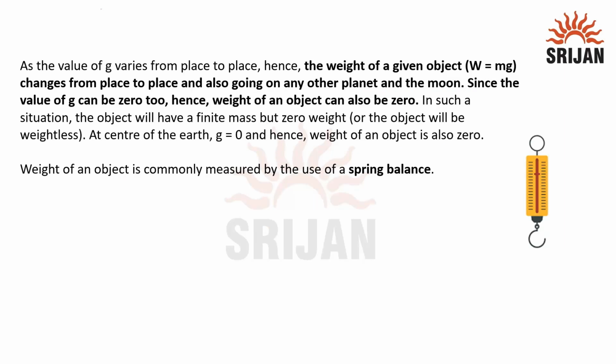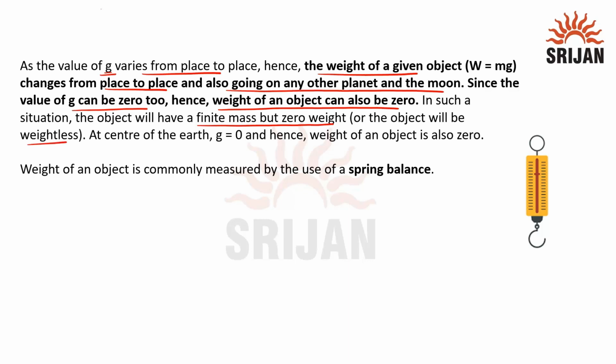Now, as the value of acceleration due to gravity, that is g, varies from place to place, the weight of an object also changes from place to place, and we can also say that it changes by going to any other planet or the Moon. Now, since the value of g can be 0 too, the weight of an object can also be 0. In such a situation, the object will have a finite mass but 0 weight, or the object will be weightless.